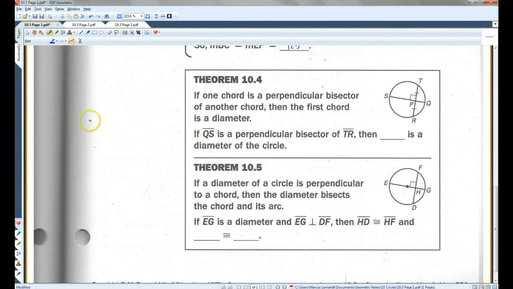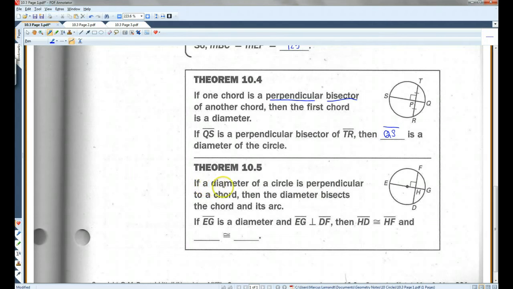Alright, theorem 10.4. If one chord is a perpendicular bisector, remember perpendicular means it makes a 90-degree angle, and bisector means it cuts it exactly in half. So if one chord is a perpendicular bisector of another chord, then the first chord is a diameter. If you have a chord and it's being intersected by another chord in such a way that it makes a right angle and it cuts it exactly in half, this chord has to be a diameter. So if QS is a perpendicular bisector of TR, then QS is a diameter of the circle.